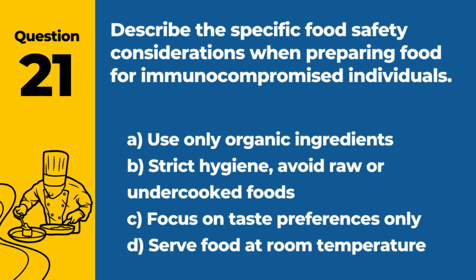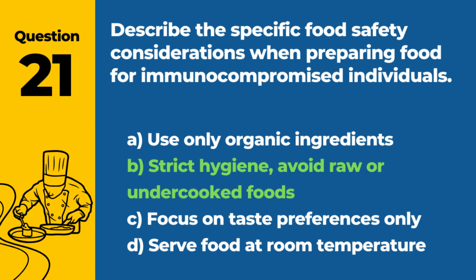Question 21. Describe the specific food safety considerations when preparing food for immunocompromised individuals. A. Use only organic ingredients. B. Strict hygiene. Avoid raw or undercooked foods. C. Focus on taste preferences only. D. Serve food at room temperature.